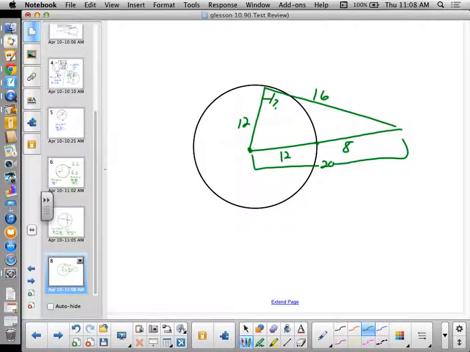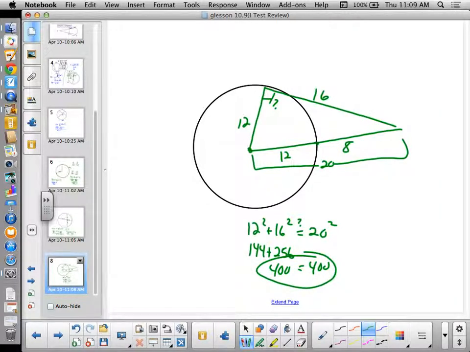Last time we put this on a quiz, a lot of people did 12 squared plus 8 squared equals 16 squared. No, that didn't work. You've got to build it up. You don't have everything you need right away sometimes. So 12 squared plus 16 squared compared to 20 squared. It's 144 plus 256 is 400 equals 400. Yes, that is a right angle, so yes, that is a tangent line. Okay?